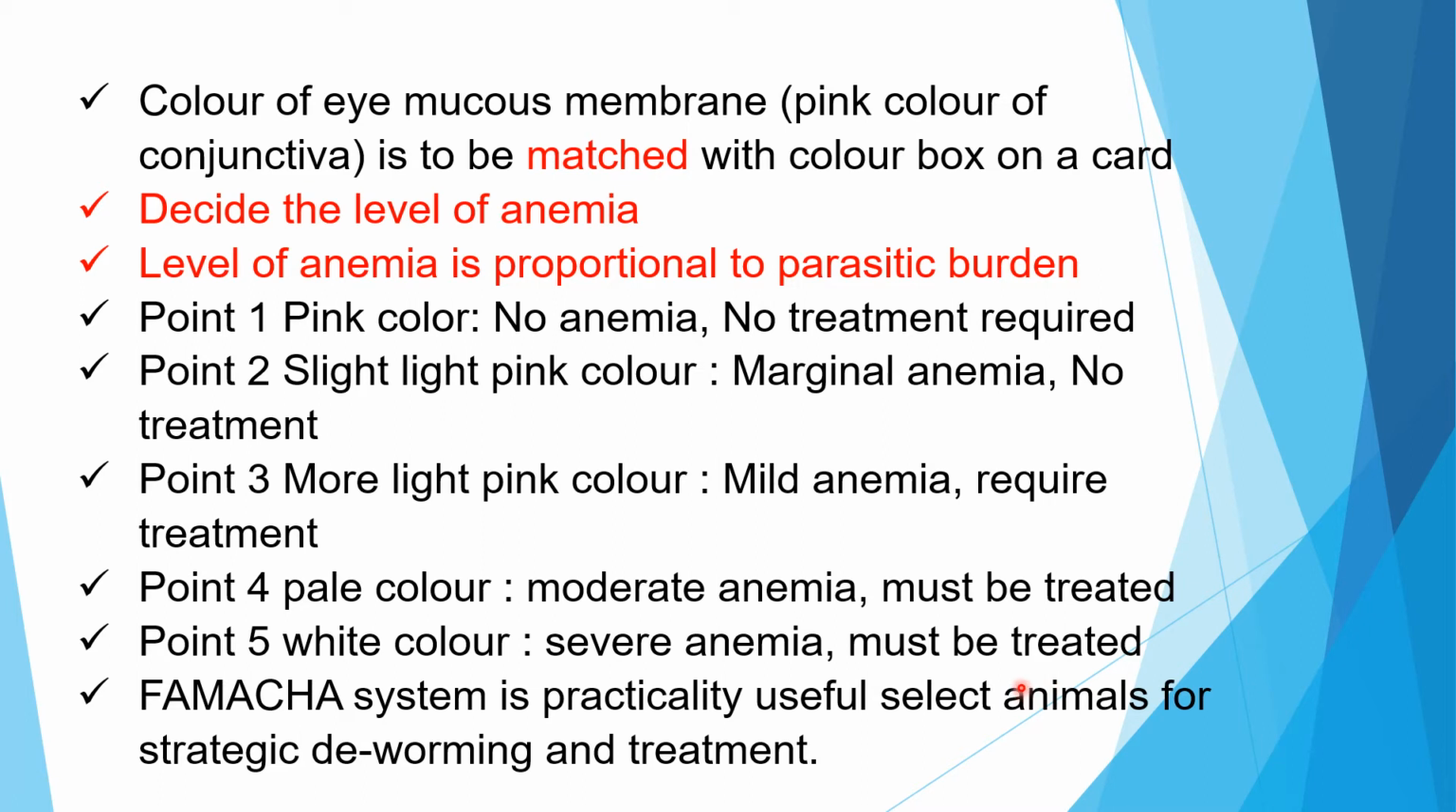So this is how, by matching the color on the Pharmacia card with the color of the conjunctiva, the clinician can decide the anemia and the worm burden. Now I think it is clear. The Pharmacia system is practically very useful at farm level, and it is useful to select the animals for strategic deworming and treatment.